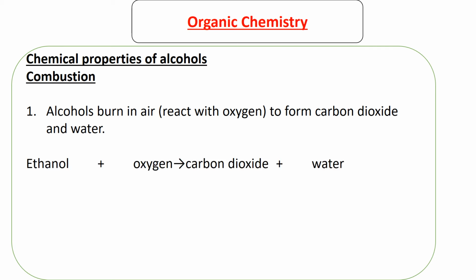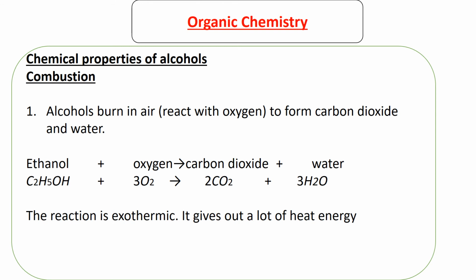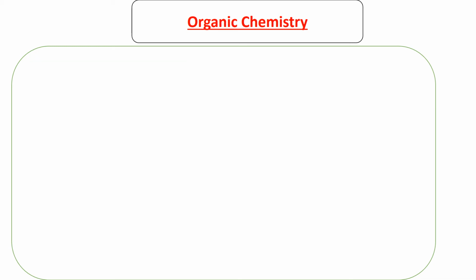So this is an example of such a reaction, where we use ethanol as an example. Ethanol plus oxygen produces carbon dioxide plus water. And using chemical symbols, we have this. So this reaction is exothermic, which means it gives out a lot of heat energy. So alcohols, that's why they're inflammable, because of this reaction, which gives out a lot of heat energy.